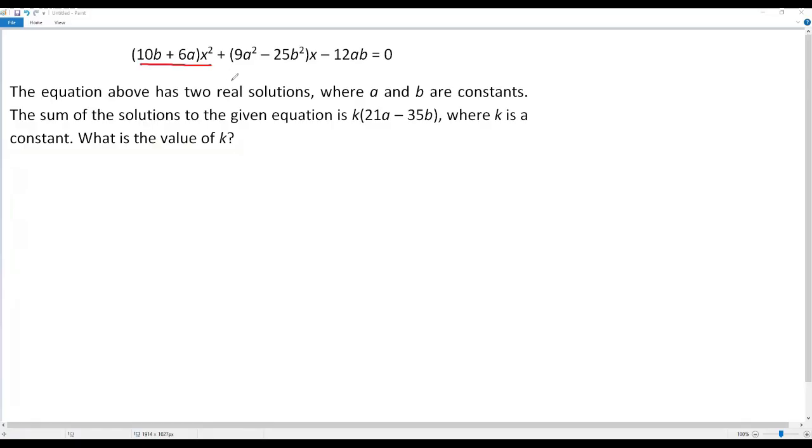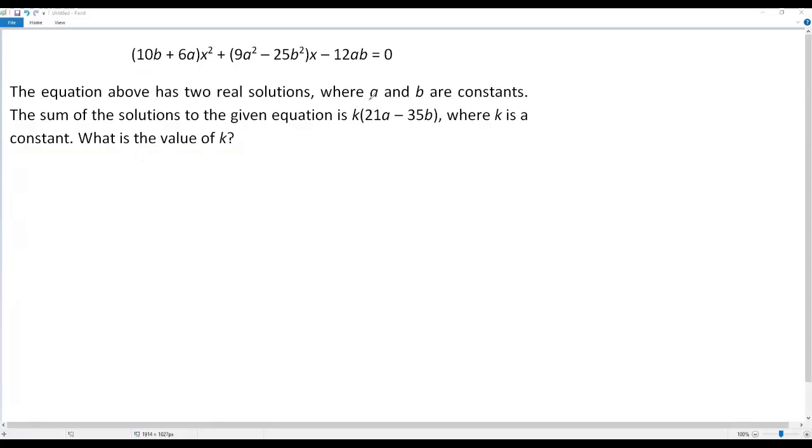10b positive 6a times x square, positive 9a square, negative 25b square times x, negative 12 times ab equals 0. The equation above has two real solutions where a and b are constants. The sum of the solutions to the given equation is k times 21a negative 35b, where k is a constant. What is the value of k?